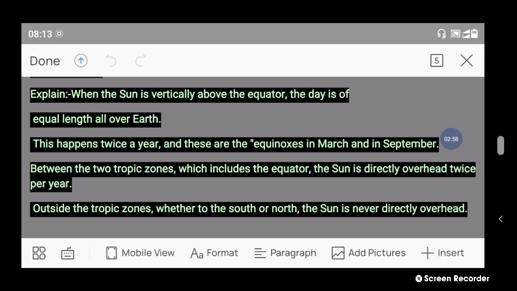When the sun is vertically above the equator, the day is of equal length all over Earth. This happens twice a year, at the equinoxes in March and September. Between the two tropic zones, which include the equator, the sun is directly overhead twice per year. Outside the tropical zones, whether to the south or north, the sun is never directly overhead. Next question.